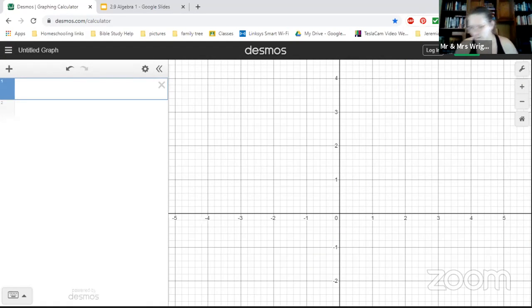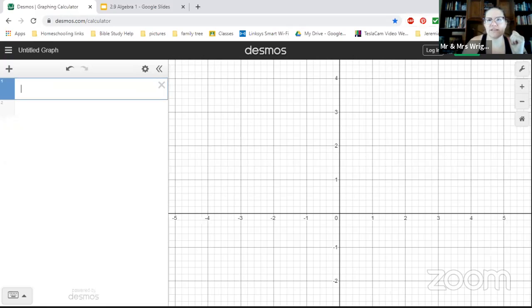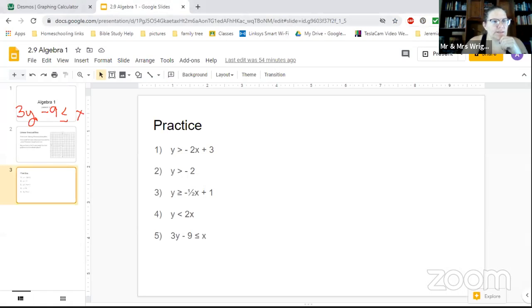All right, so now we have one that I can't remember how I gave it to you. Ooh, I gave it to you like that. Okay. 3y, let's write this out. We had 3y minus 9 is less than or equal to x. Let me just make sure that's what I gave you. 3y minus 9 is less than or equal to x.